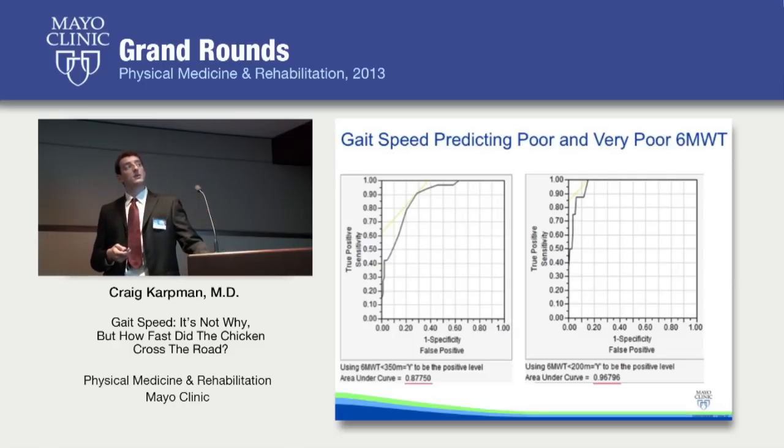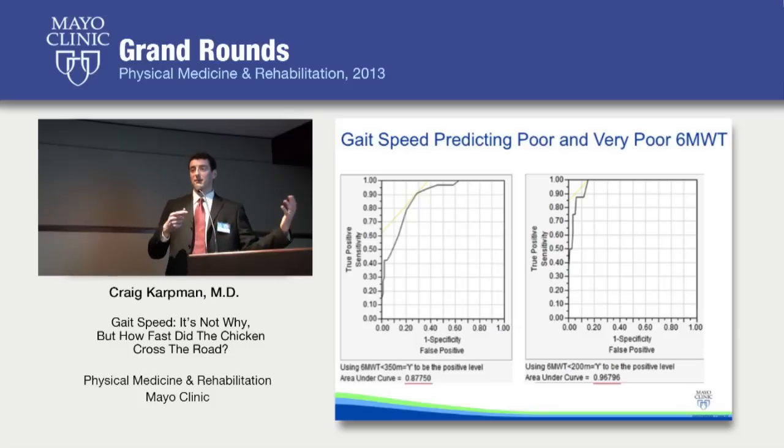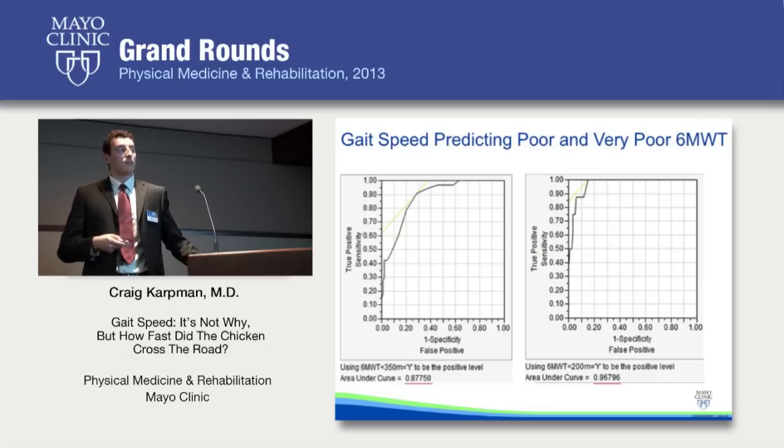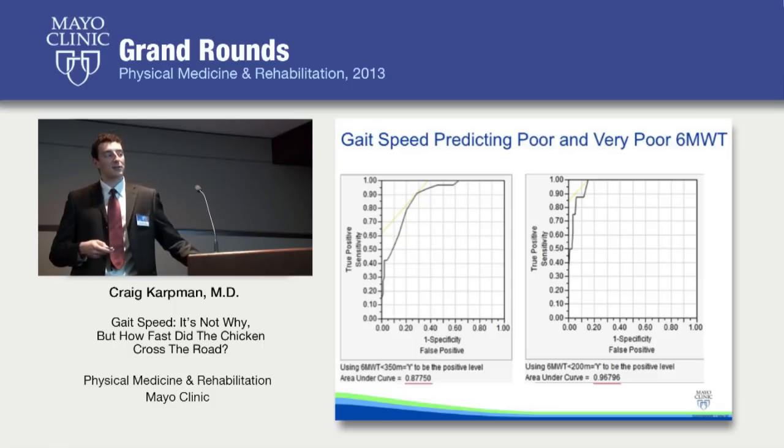The next thing we wanted to do was see gait speed's ability to predict specific outcomes that are important in our patient cohort. Knowing that a patient is going to walk less than 200 meters on their 6-minute walk, or less than 350, are key important findings. So we generated a prediction model with just gait speed alone, looking at its ability to predict a poor 6-minute walk test, less than 350 meters, or a very poor one, less than 200 meters.